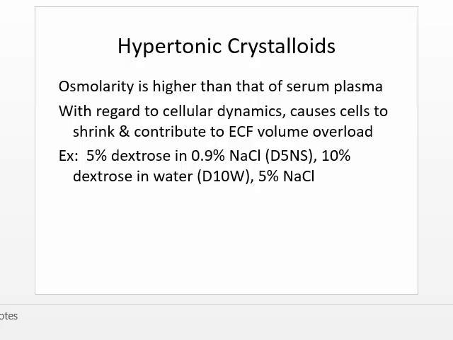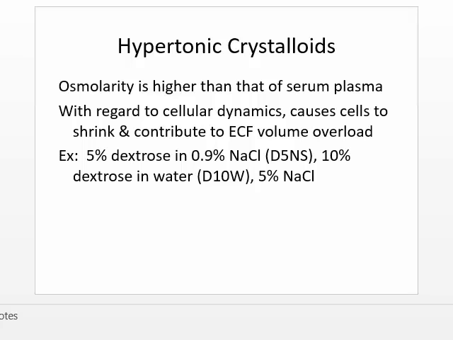Hypertonic solutions have a higher osmolality than plasma. They pull water from the cell into the circulation, so the cells are going to shrink. If too much is given, however, you can have a result of cellular dehydration as it continues to pull the fluids from the cells. So the osmolarity is higher than that of serum plasma, so it's over 300. And with regard to cellular dynamics, it causes cells to shrink and contribute to extracellular fluid volume overload.